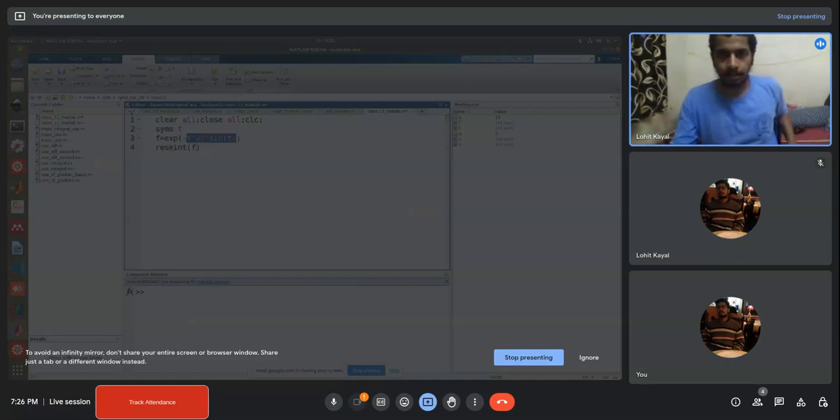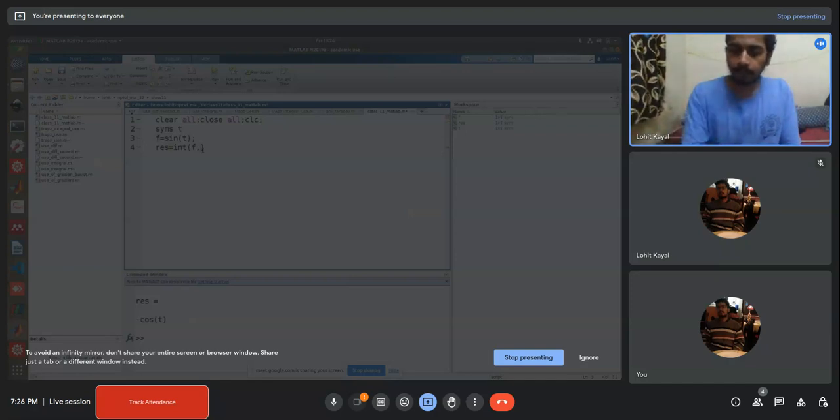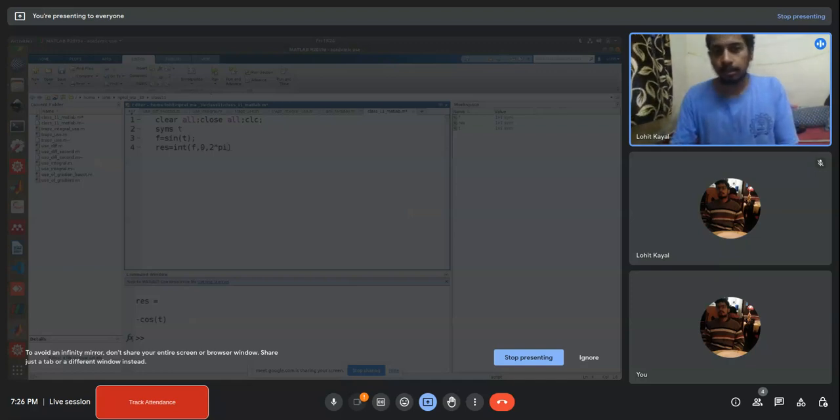No, first let me take a simple example. Okay, maybe sine of t, and just do int of f. So just int of f is giving you the indefinite integration result. Okay, now if I add a limit, maybe the lower limit is 0, upper limit is 2 times pi. Now let's see what will be the result. It is giving me the result 0.